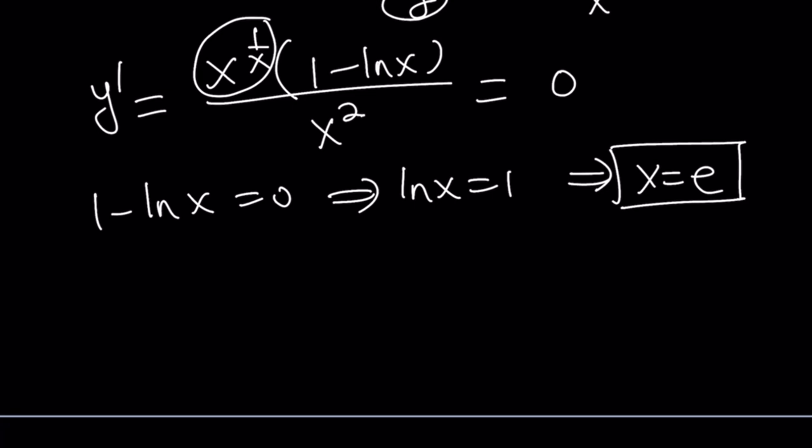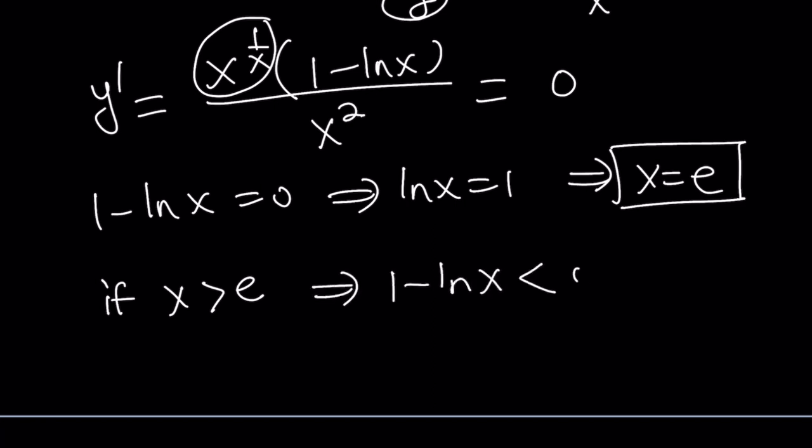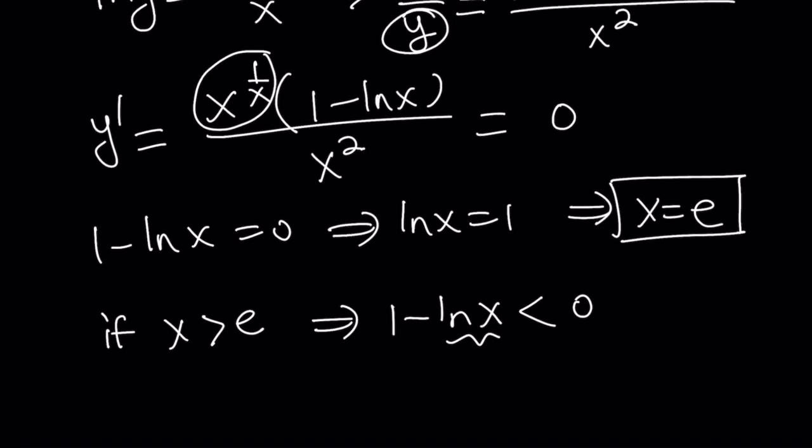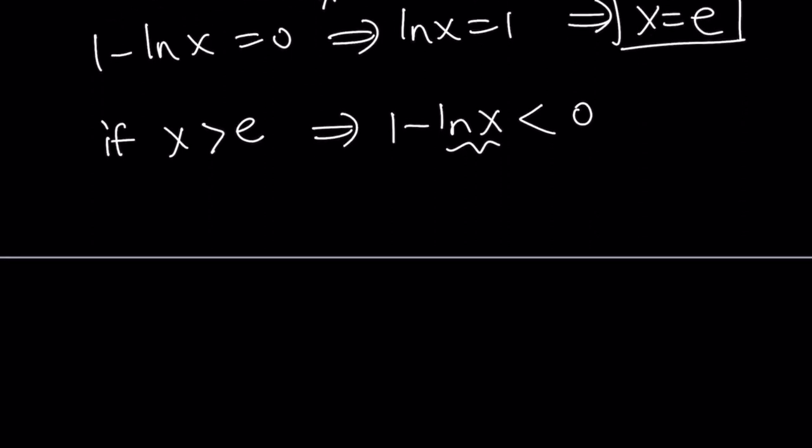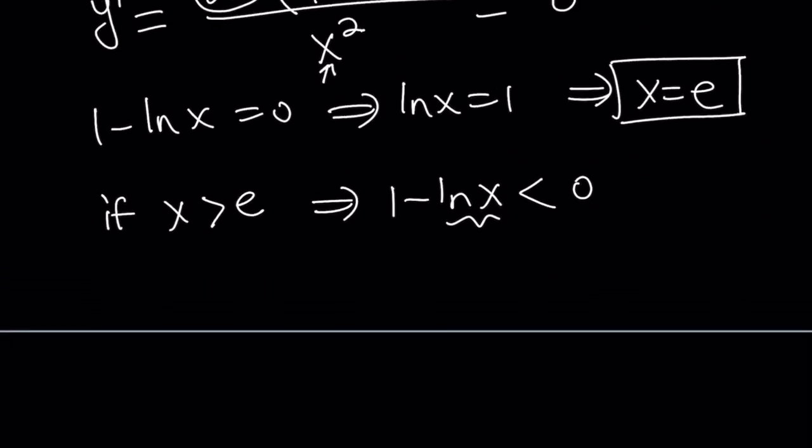Okay, but no. First of all, notice that if x is greater than e, then 1 minus ln x is going to be less than 0, because ln x is going to be greater than 1. Make sense? So that's going to make the derivative negative, because that's the only thing that changes. These are always positive, because x squared is at the bottom, so x cannot be 0 anyways. So the only thing that changes is this one.